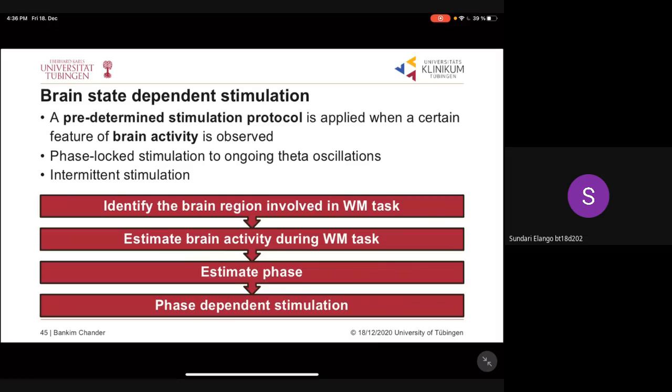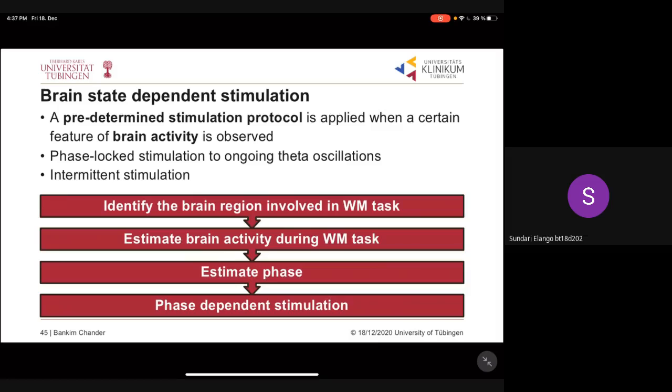And depending on when a certain phase of this ongoing brain activity is achieved, we can initiate the stimulation. So for example, when we were doing the working memory trials, instead of applying the stimulation throughout the working memory task, if we could have detected the phase of the working memory activity during the trial at the onset and applied the stimulation at the same phase, probably this would have helped in improving the communication between hippocampus and the ongoing brain activity. This could have led to an improvement in working memory.